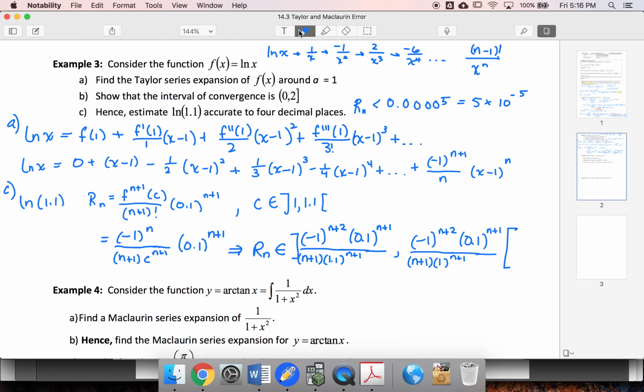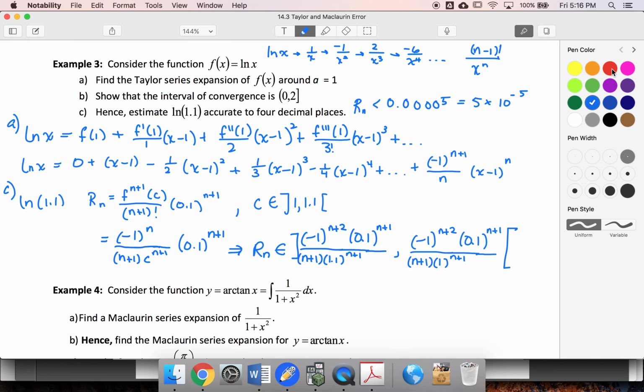So this is true for n equals 3. So then I can say ln of 1.1 is approximately, so I'm going to take my third Taylor polynomial. So that's going to be 1.1 minus 1, so that's going to be 0.1 minus a half times 0.1 squared plus a third times 0.1 cubed.